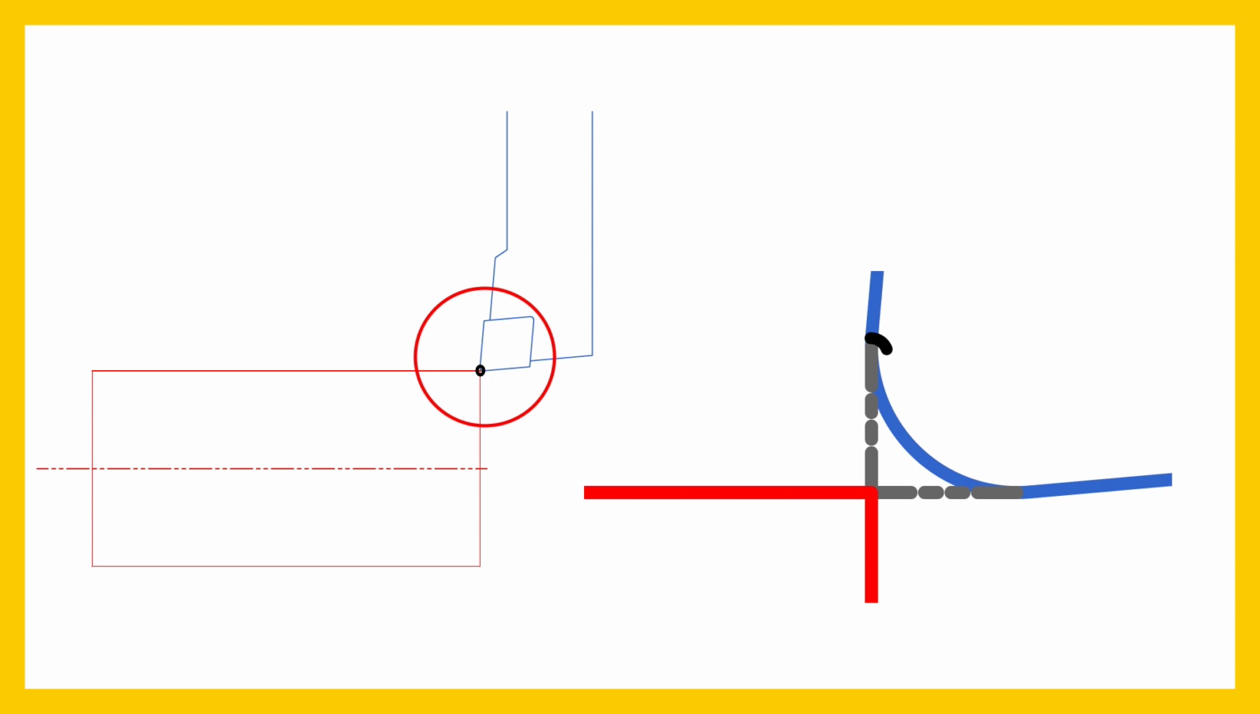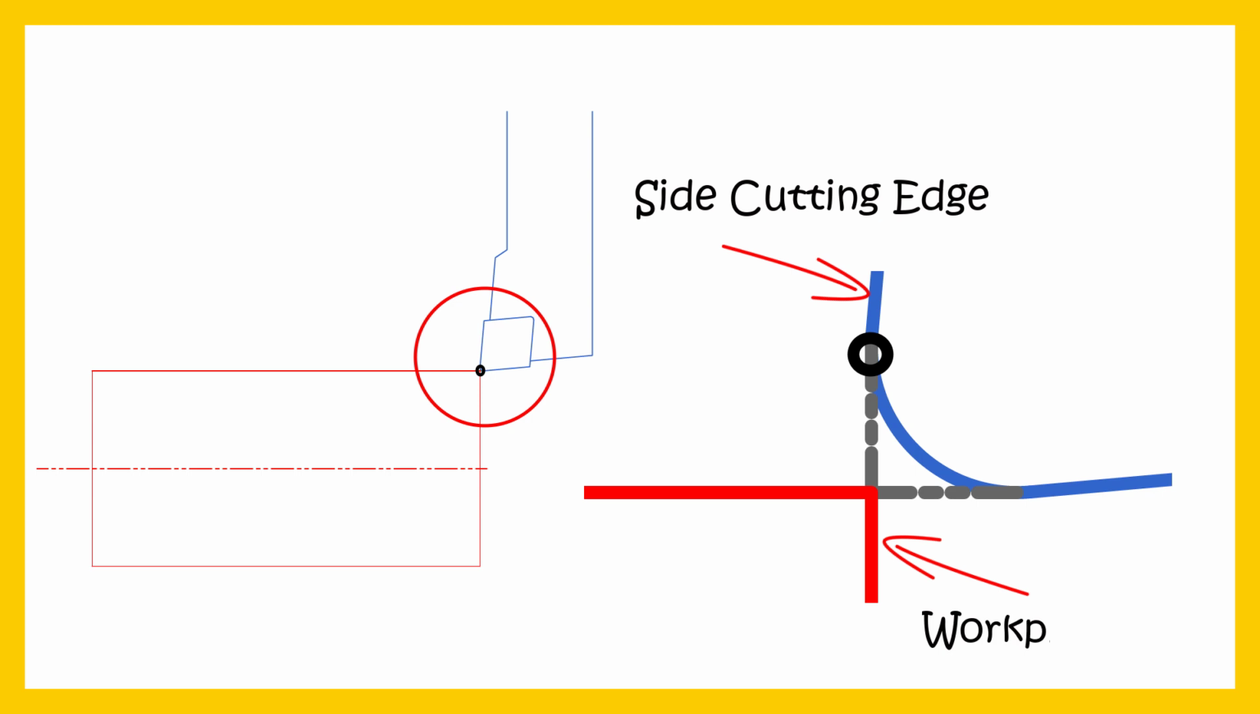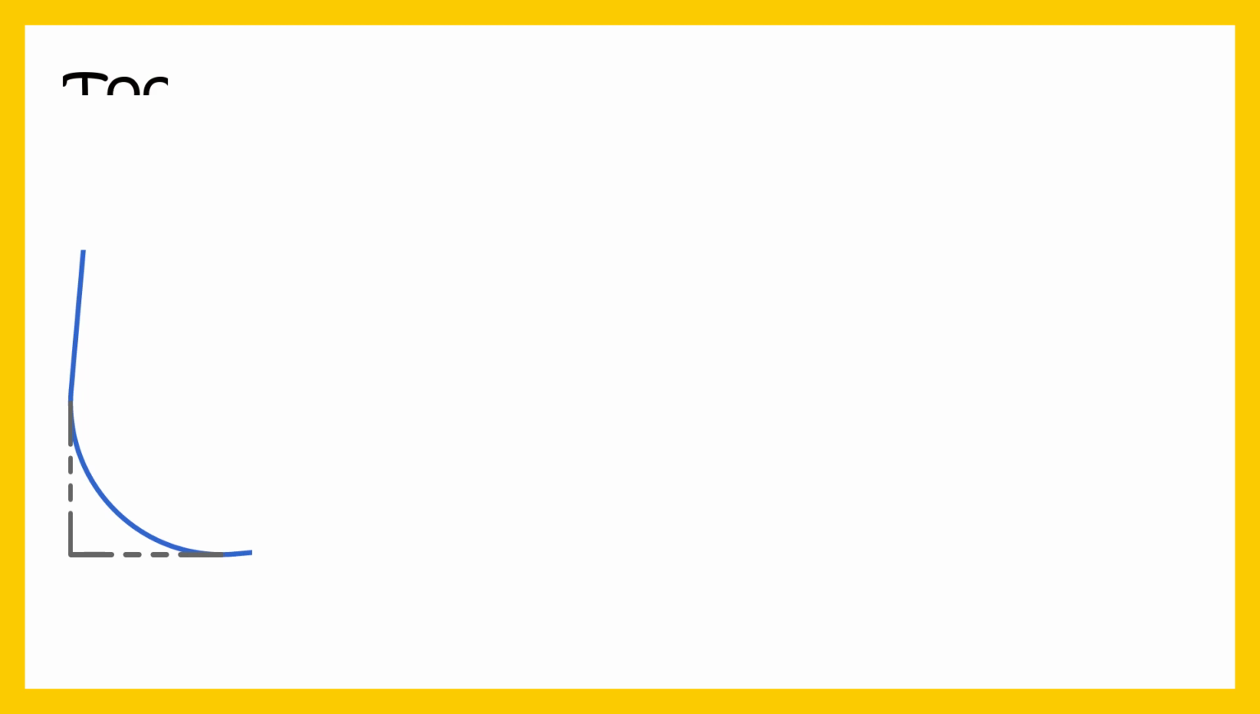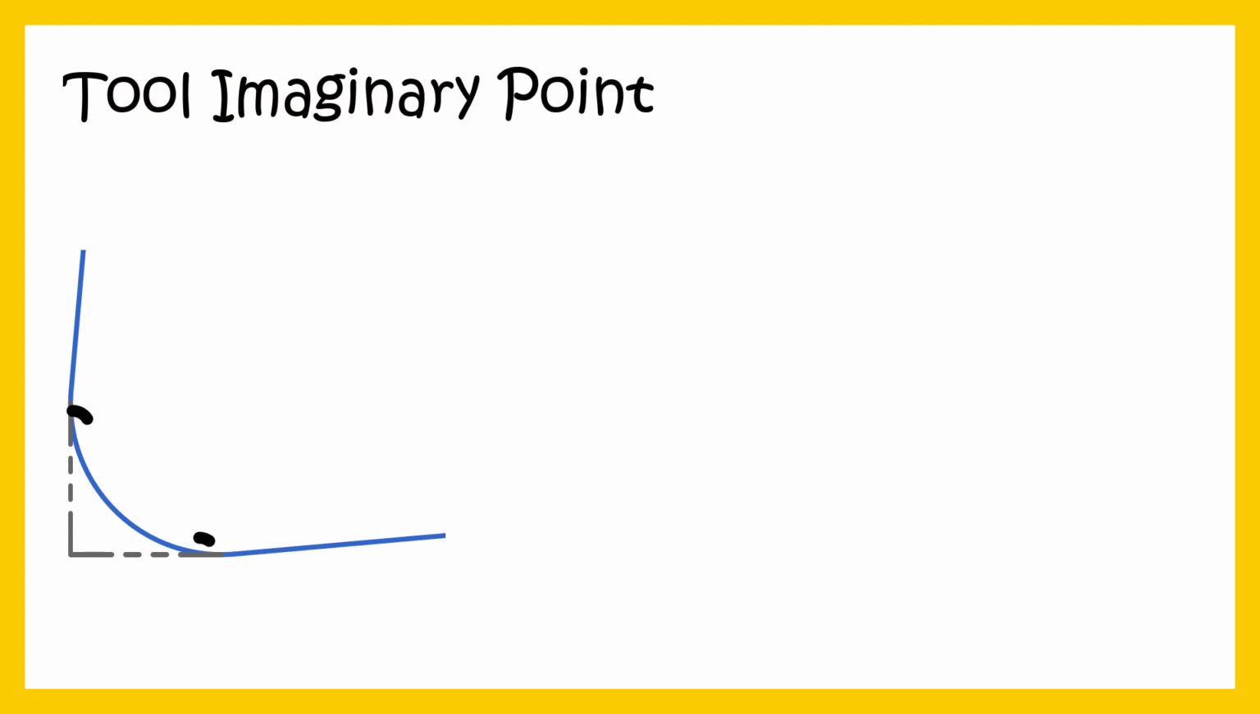To check out the result of this tool offset, let's call a tool at this point of the workpiece. As a result, the tangent point of a side cutting edge will try to align along the workpiece face, and the tangent point of the end cutting edge will try to align along the workpiece surface. So, if we try to connect these 2 points, one imaginary point will be generated, and this point will follow all the coordinates programmed by the programmer.